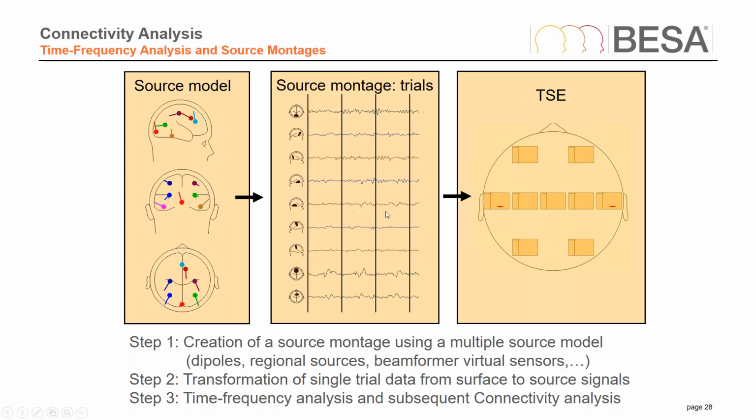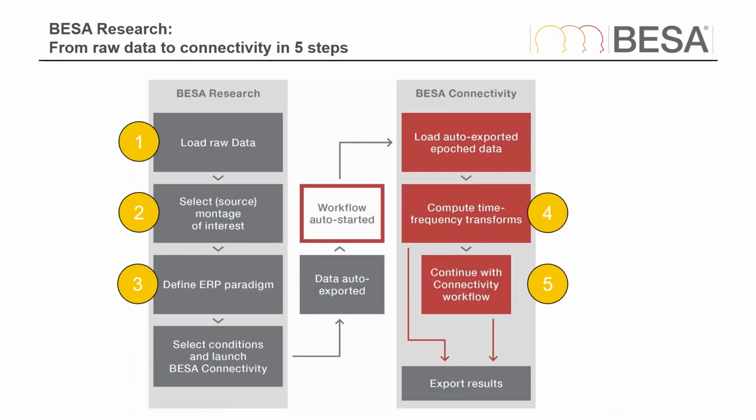Then we can use these brain generators, these virtual sources that we have now in the brain, to calculate our connectivity between them. The concepts that I mentioned in these three ingredients are actually present in several toolboxes. I would now like to demonstrate the pros and cons of these approaches using the BESA research pipeline.